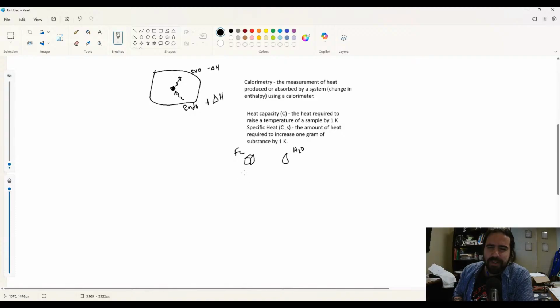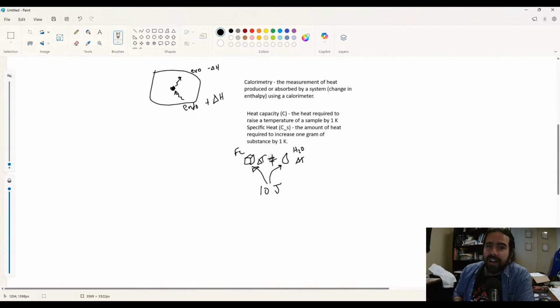Sorry, I kind of butchered that sentence. Let me try this again. So let's say that I had 10 joules of energy and I plugged that into H2O, and then I also plugged it into iron. The increase in temperature would be different for each of these. So the delta T here would not equal the delta T for the iron, because they're just different substances.